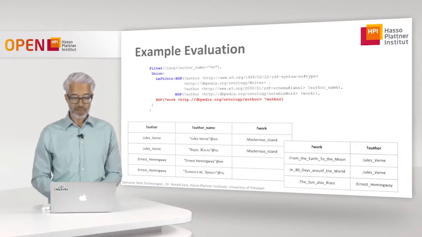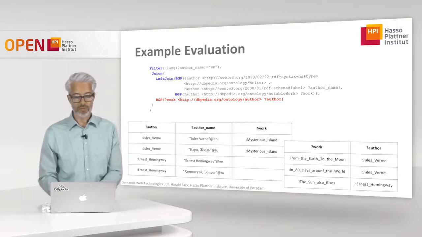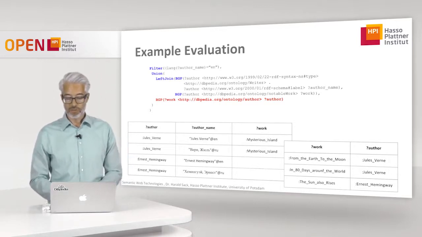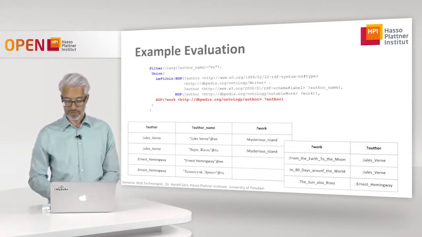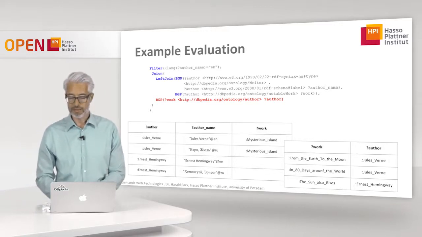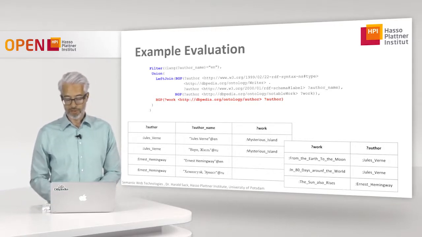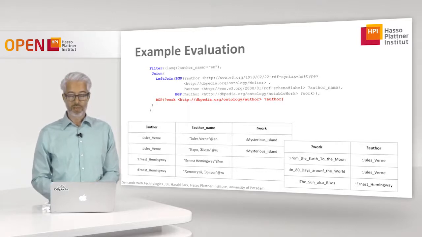Next, we end up again with a basic graph pattern, given here in red. We are looking for works which have an author who is an author. So this is another part of the example RDF dataset we had in the beginning. We had 3 works: From the Earth to the Moon, Around the World in 80 Days, and The Sun Also Rises, and accordingly the authors will be part of the solution mapping. And then with these 2 tables we have to compute the union.